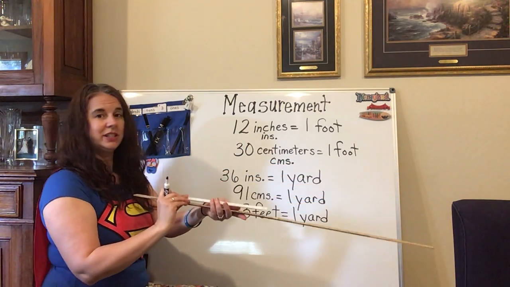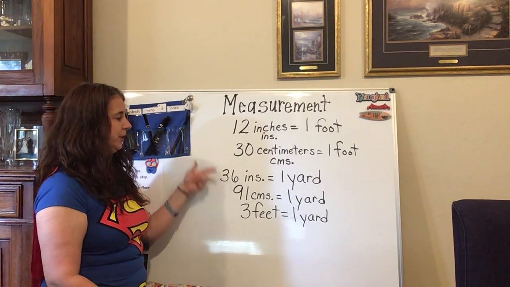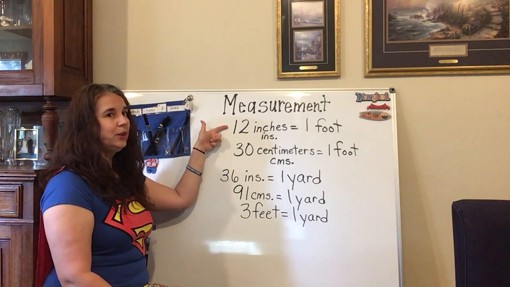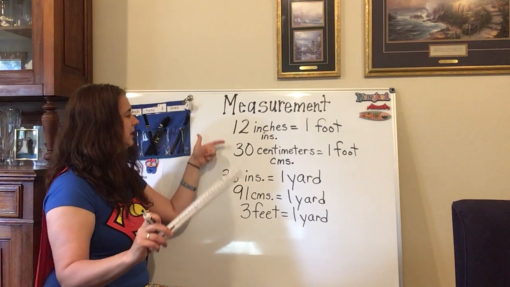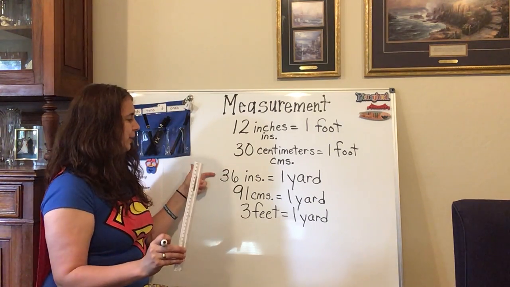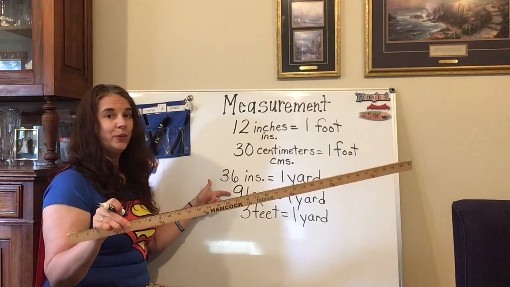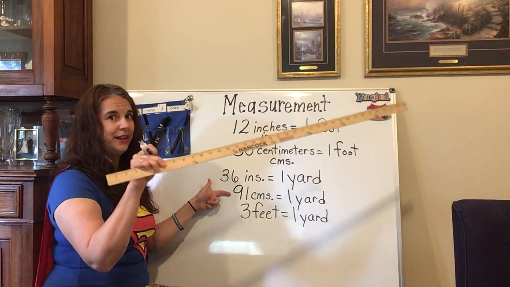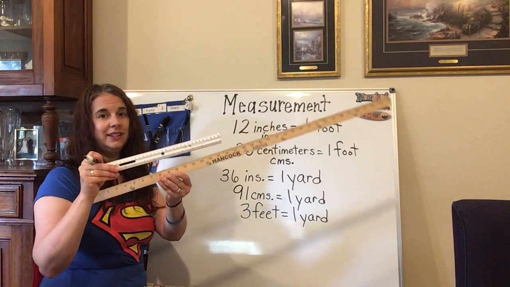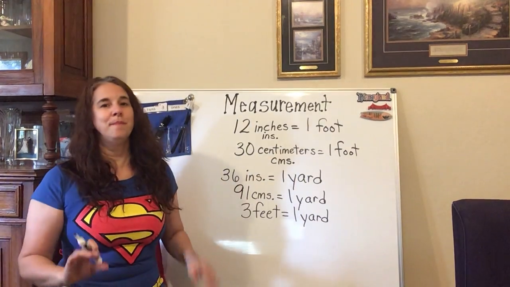So that's just kind of a review on our measurements between our inches and our centimeters and our yard. So again, 12 inches equals 1 foot. 30 centimeters equals 1 foot. 36 inches equals 1 yard. 91 centimeters equals 1 yard. And then 3 of these feet equal 1 yard. So that's just kind of a review on our measurement.